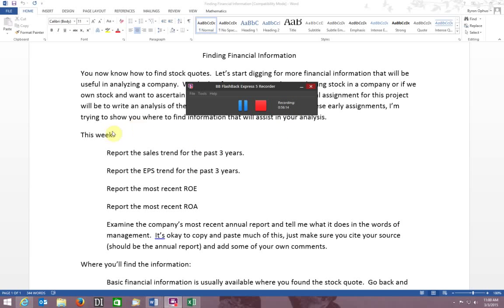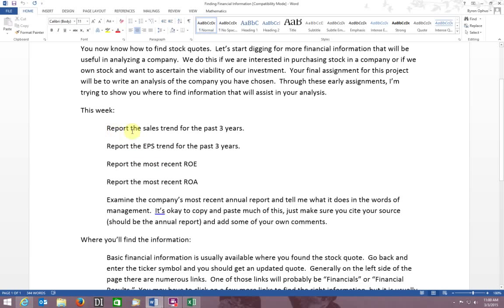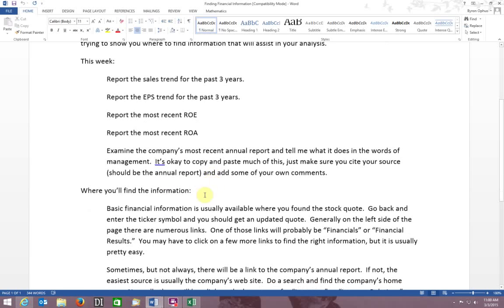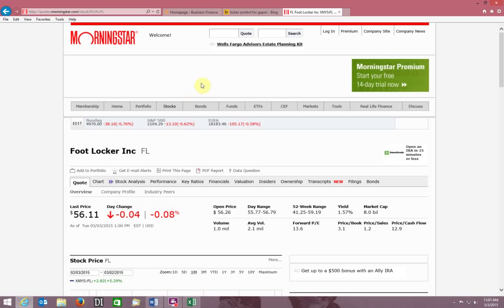But you can read on here. This is available on the front page of D2L, finding financial information stuff. And these are some things that I want you to do: report the sales trend, report the earnings per share for the last 3 years, report the most recent ROE, report the most recent ROA. Okay, then start looking at the annual report. Finding the annual report may be a bit difficult, but you should be able to.